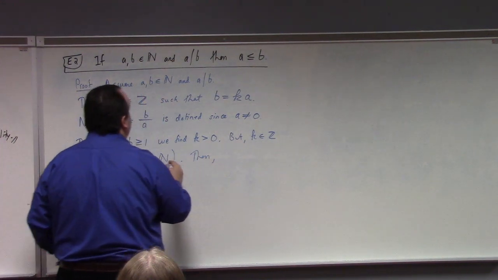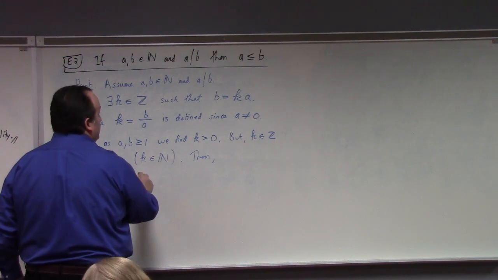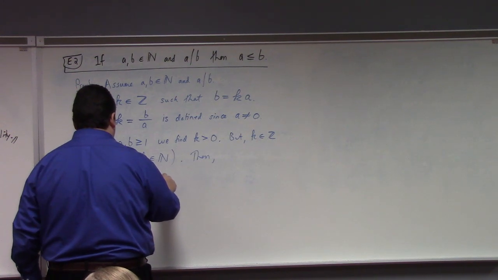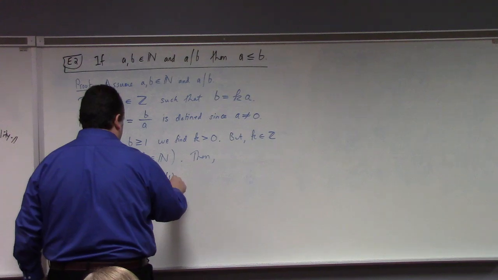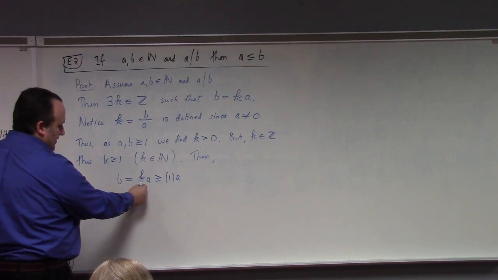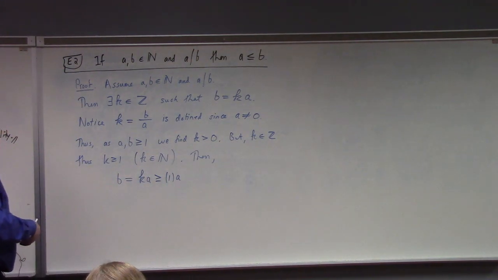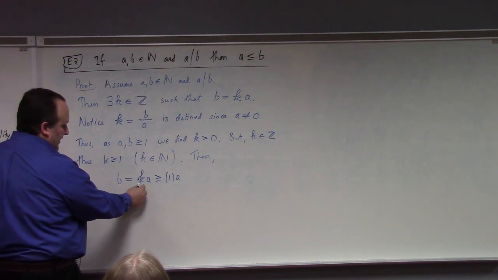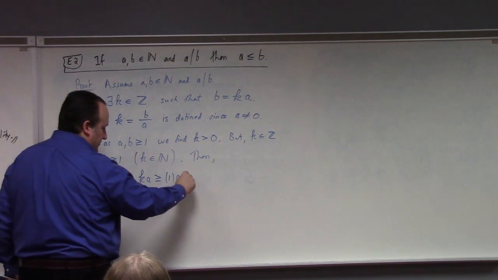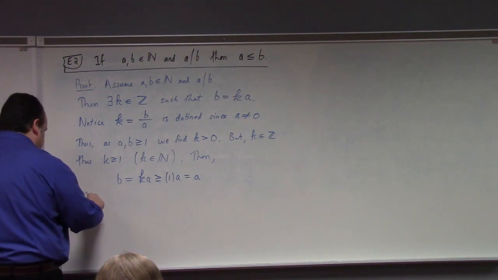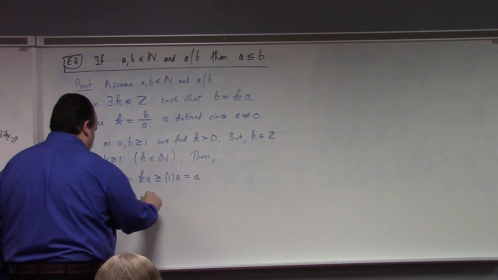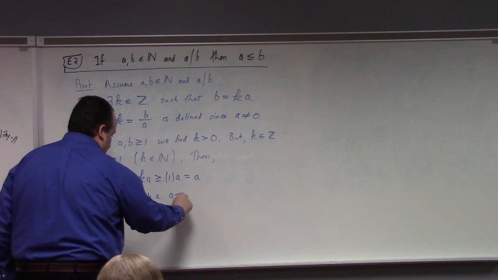Then, if we look at B, which is equal to K times A, it is greater than or equal to 1 times A, right? If you don't like this, we could do it a different way, but K is greater than or equal to 1. So I'm taking K and replacing it with 1. So this, of course, is equal to A, which is to say B is greater than or equal to A, also known as A less than or equal to B, and we're done. All right.